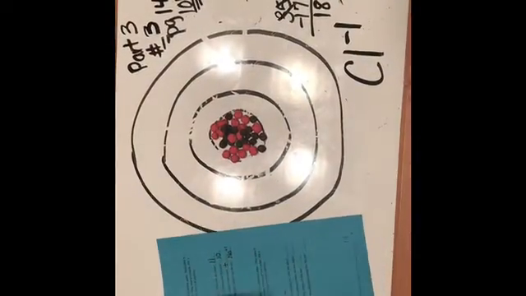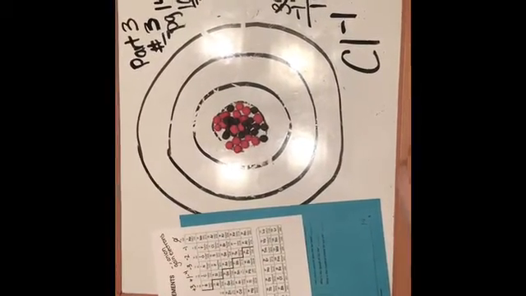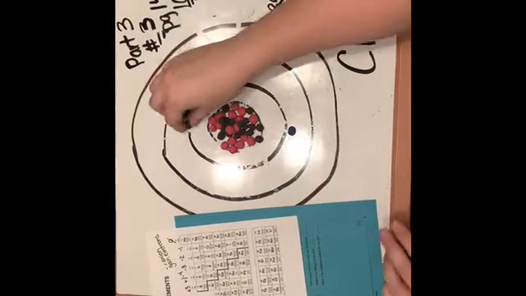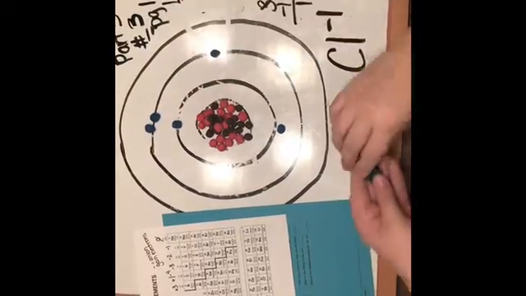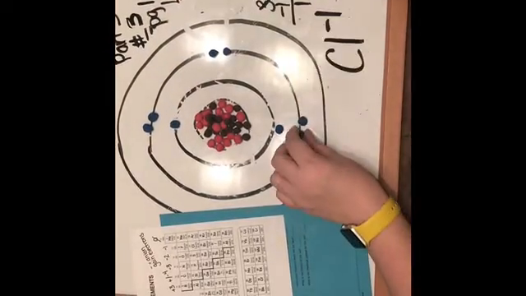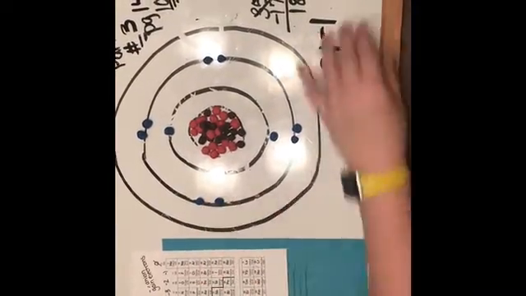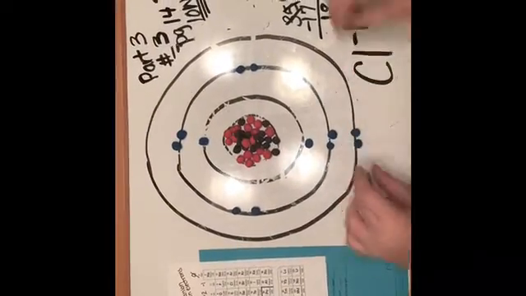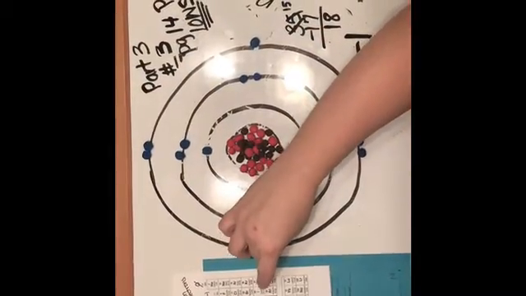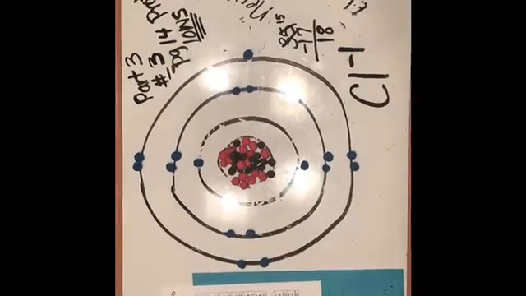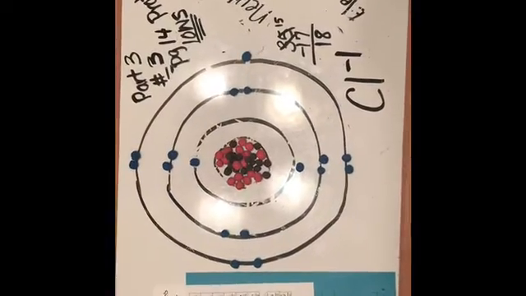Okay. So now we're going to build our electrons. We have 17 protons. We should have 17 electrons. So we're going to start with our first ring. 1, 2. That shell's full, so we go to the next one. 3, 4, 5, 6, 7, 8, 9, 10. That shell is full. So we're going to go to our third one. 11, 12, 13, 14, 15, 16, 17. This is what a normal chlorine atom looks like. But we're dealing with an ion.